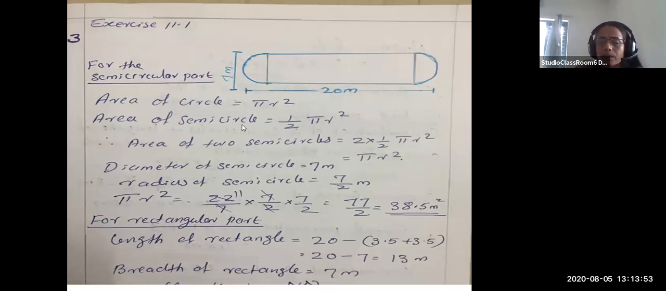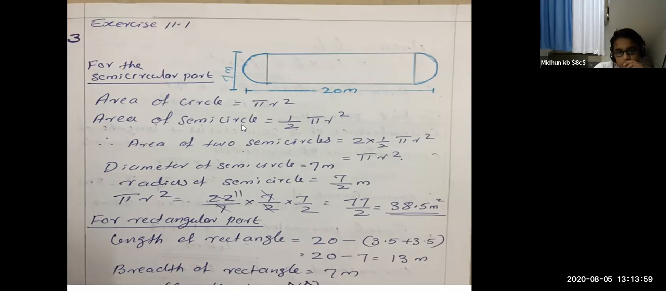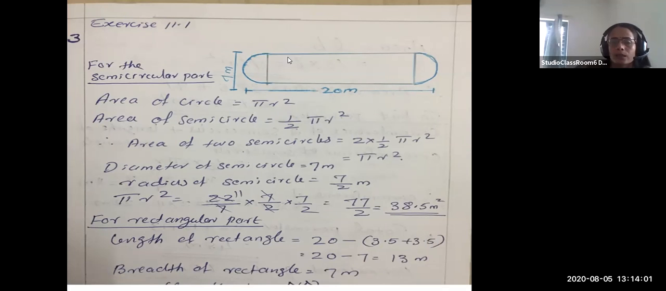How many semicircles are there in our question? Two. So to get the area of two semicircles, we multiply: 2 into half pi r square. We can cancel these two. So pi r square, because when we join two semicircles we get a whole circle. So the area of two semicircles is pi r square.